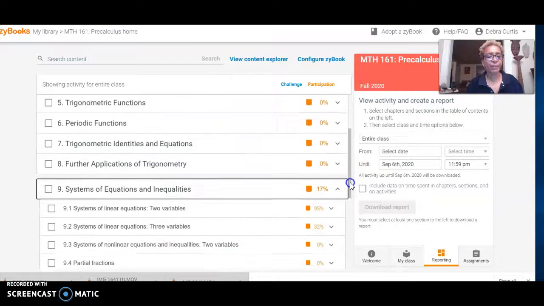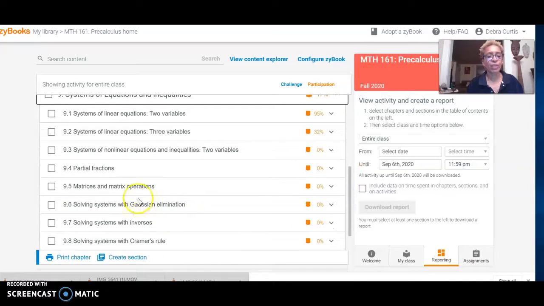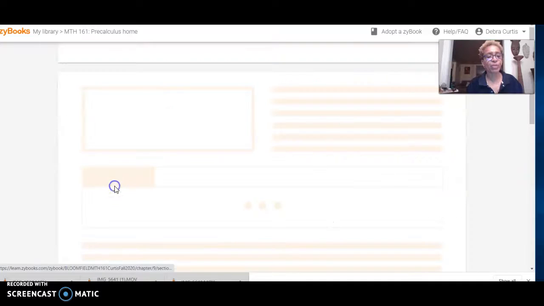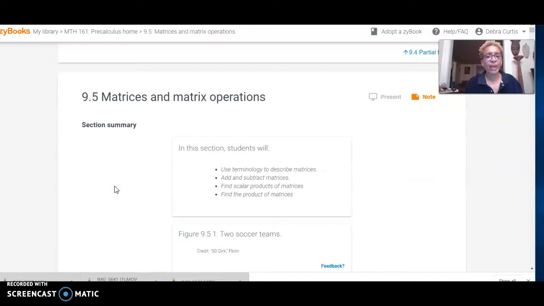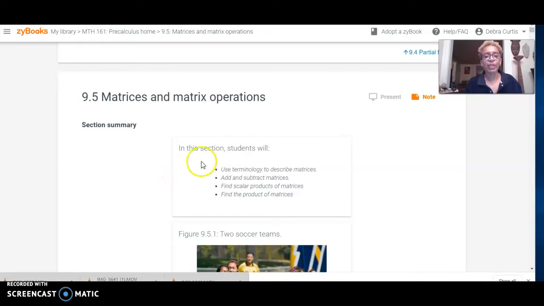Chapter 9. Go to section. I think we're doing 5 and 6. So, for example, let's just go to 5. And I have the objectives here. So by the time you have finished this section or looked at this section, you're going to be able to use the terminology to describe matrices, add and subtract matrices, find scalar products of matrices, and find the product of a matrix. All right.